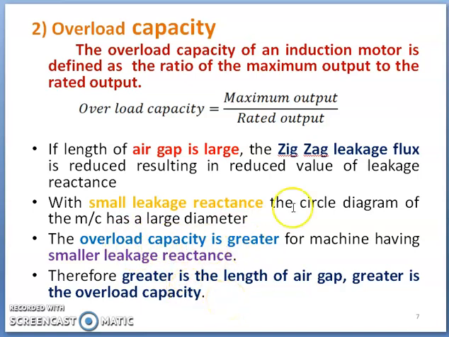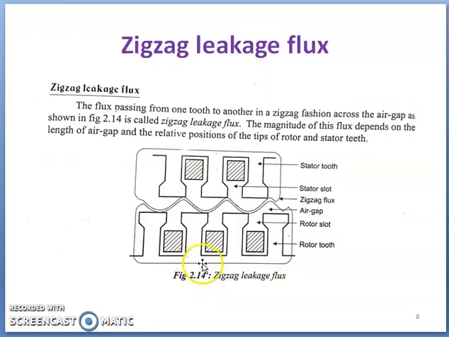Just to understand what is zigzag leakage flux, I have considered this case. Here the flux passing from one tooth to another in zigzag fashion across the air gap is called zigzag flux, and magnitude of this zigzag flux depends upon length of air gap. If length of air gap is more, magnitude of this zigzag flux will be less, and that will keep leakage reactance small and diameter of circle diagram increase, and hence overload capacity of machine will increase.